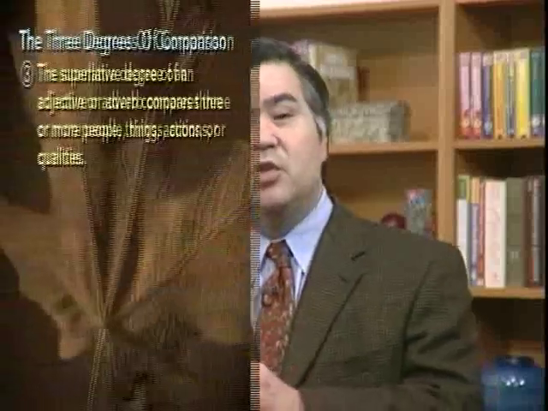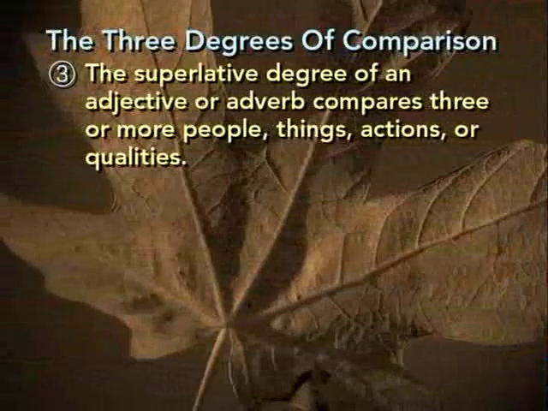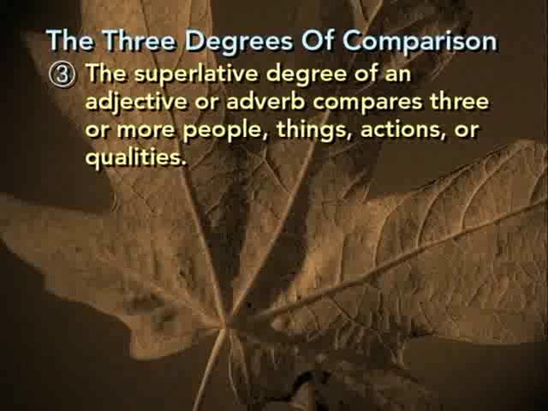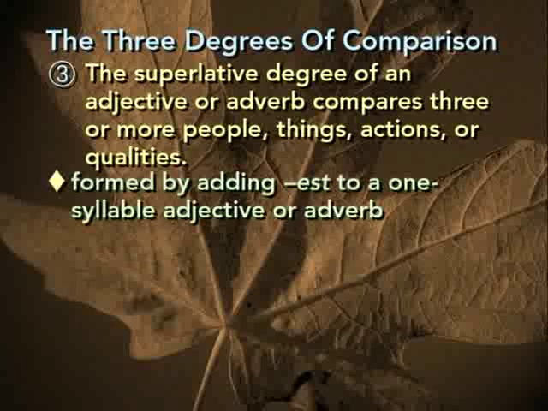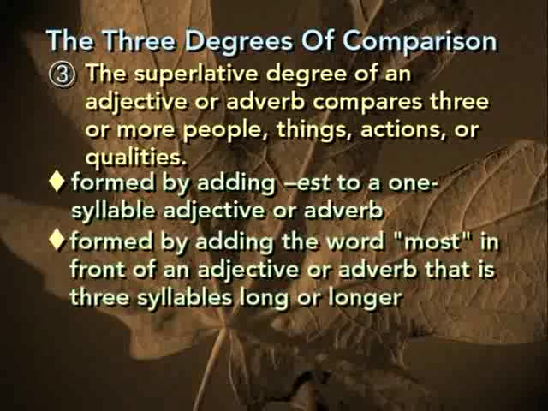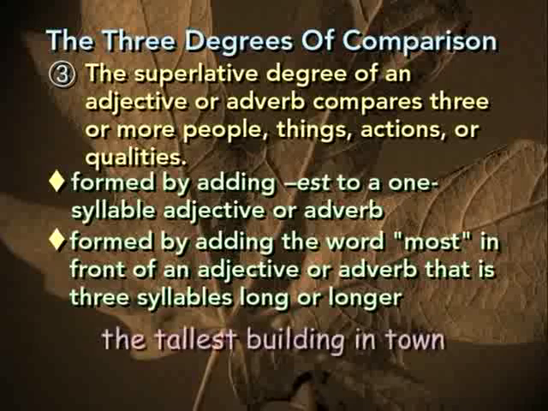We've talked about the positive degree and the comparative degree. The third degree is the superlative degree. The superlative degree of an adjective or adverb compares 3 or more people, things, actions, or qualities. It is formed by adding EST to a one-syllable adjective or adverb, or by adding the word most in front of an adjective or adverb that is 3 syllables long or longer. Let's again look at some examples.